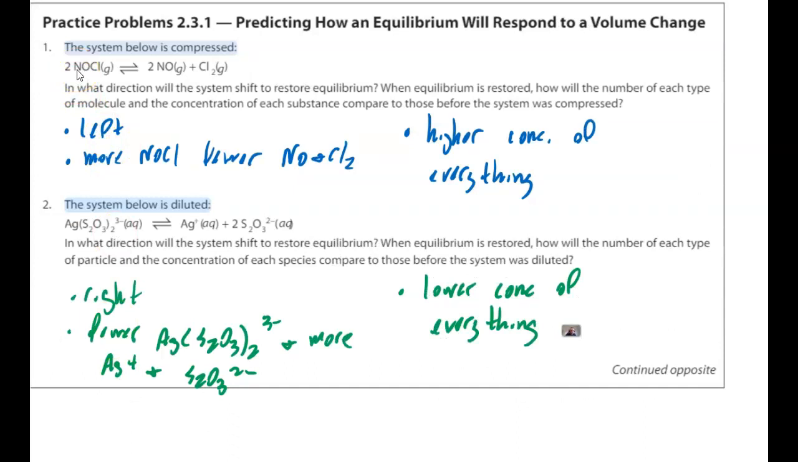Why? Well, looking at this system, we know that there are more gas particles on the right than the left. Whichever side has more particles is more sensitive to rate changes. Set that aside for a moment. If we know this system is compressed, the particles, reactant and product particles, will be at a higher concentration than they were before.